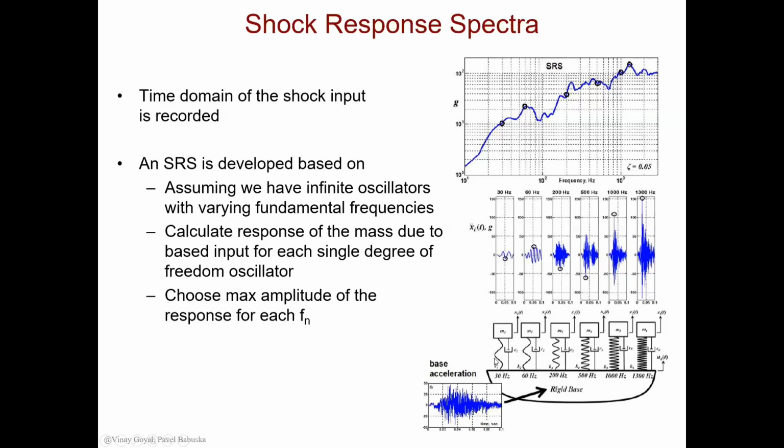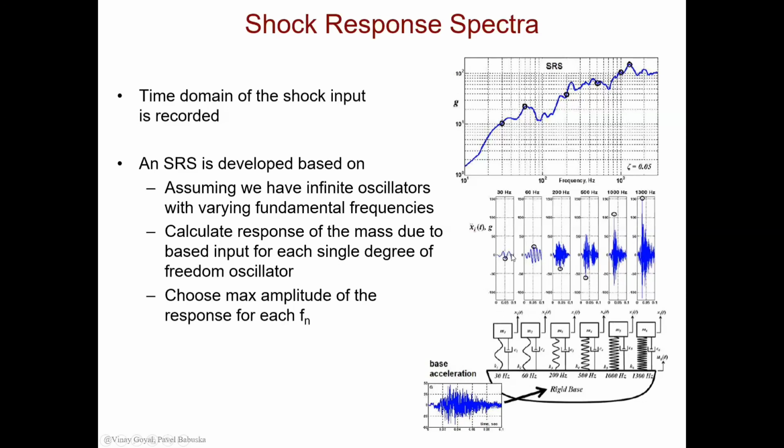In this example, what we're going to do is take this base acceleration and apply it to the rigid base, and all the single degree of freedom systems are subjected to the same base acceleration. But each of these single degree of freedom systems has a different natural frequency. The idea here is to determine the response of the system due to this base acceleration. Here is the response of this mass as it moves, and here is the response of the accelerations over time, over this 0.1 seconds.